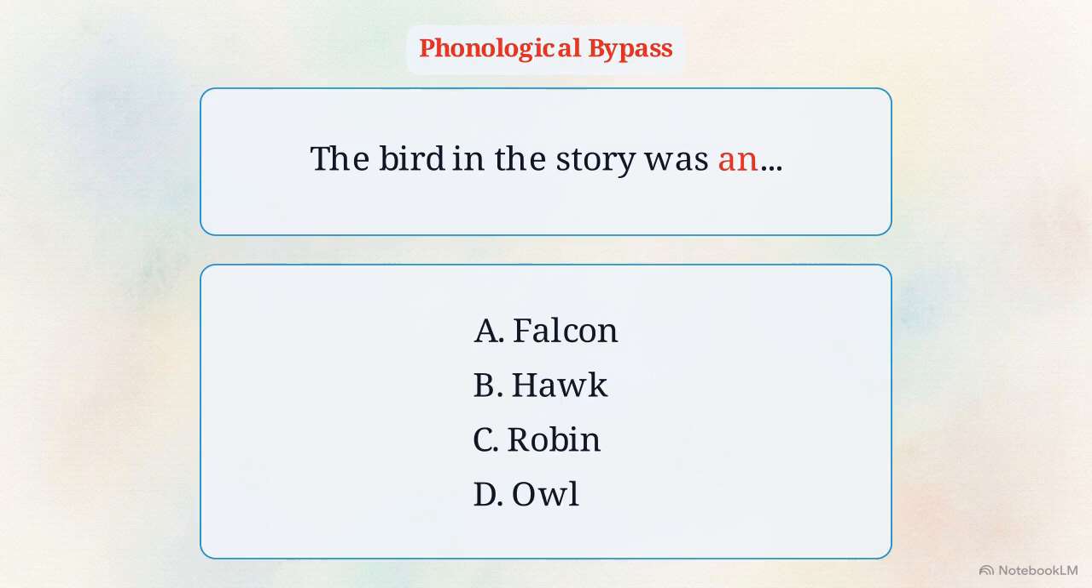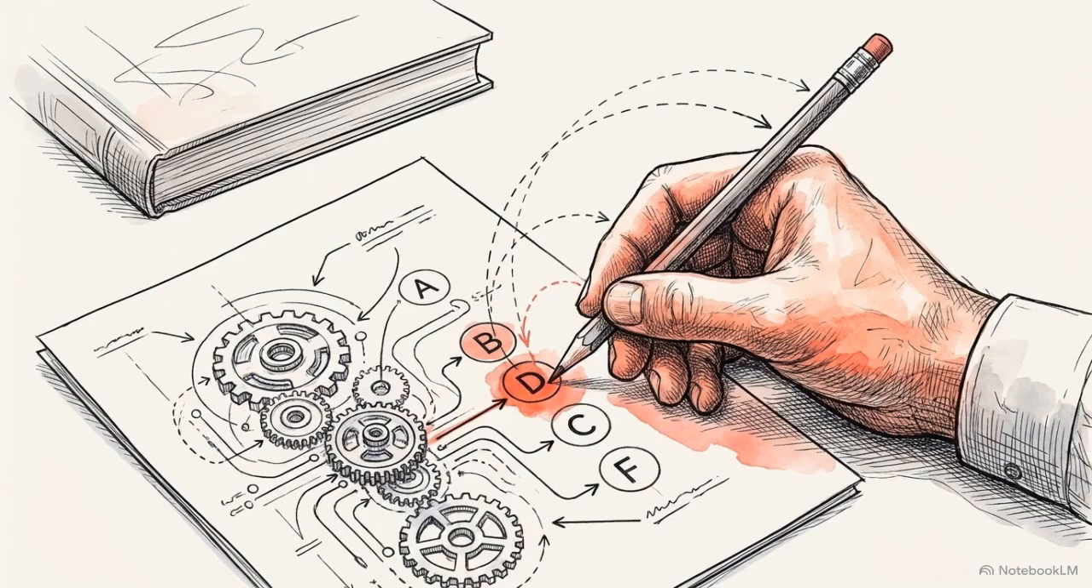The article "an" acts as a phonological bypass. A student who never read the story knows "an" must precede a vowel, pointing directly to owl. This structural failure narrows the assessment to basic phonics. The story's actual content becomes irrelevant to the resulting score.